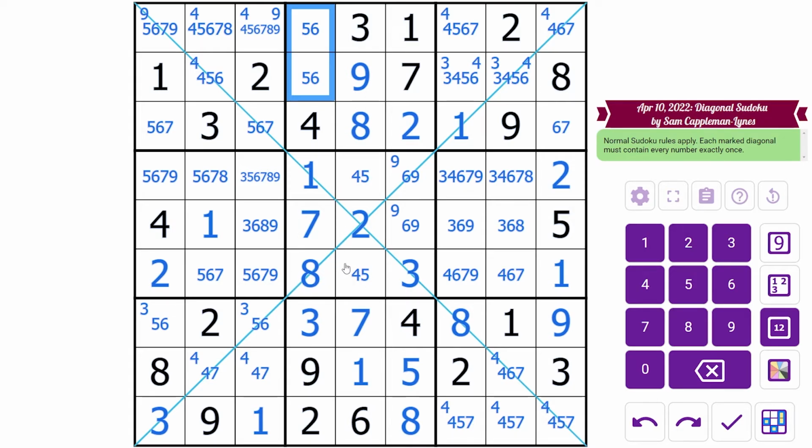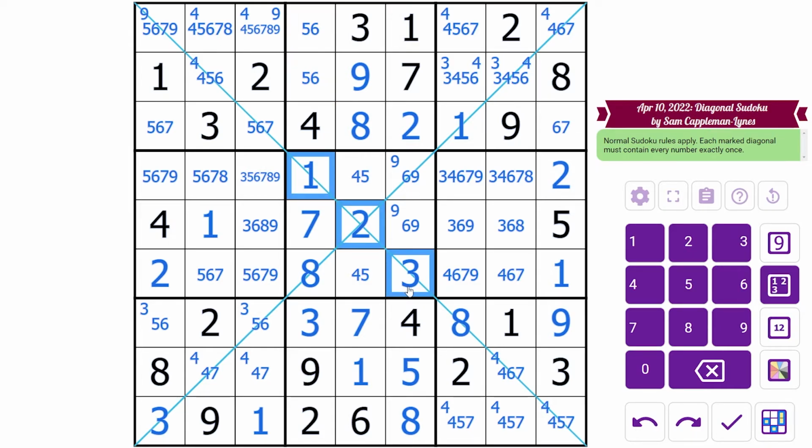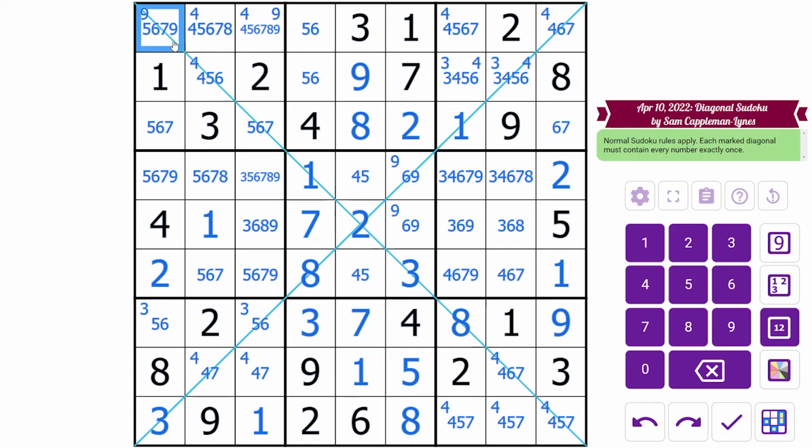And where are we now? Let's take a look at the other diagonal. We have our 1, our 2, our 3. Where 4 can go there or there. 5 can go in 3 places. 6 can go in multiple places. 7 can go in multiple places. What about 8? 8's, we have our 8. What about 9? And there we go. 9 can't be there. 9 cannot be there. 9 cannot be there. This is 9.